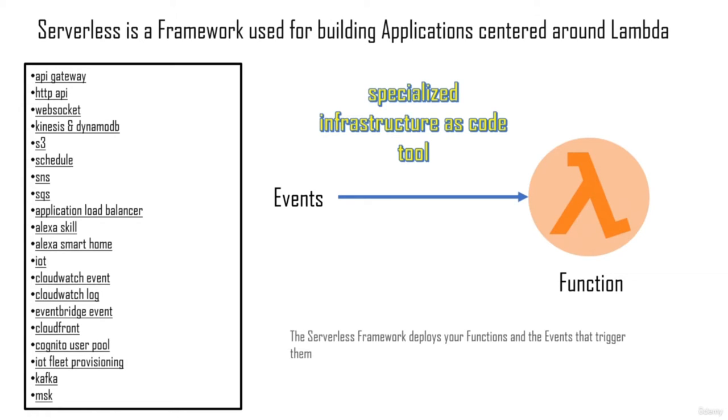Now, if you glance to your right, you can see a set of events that can be used to trigger your Lambda function. In AWS, there are quite a few substantial events that are available to you to trigger your Lambda function. So we will go one by one and check out the most important events that can be used to trigger your Lambda function.